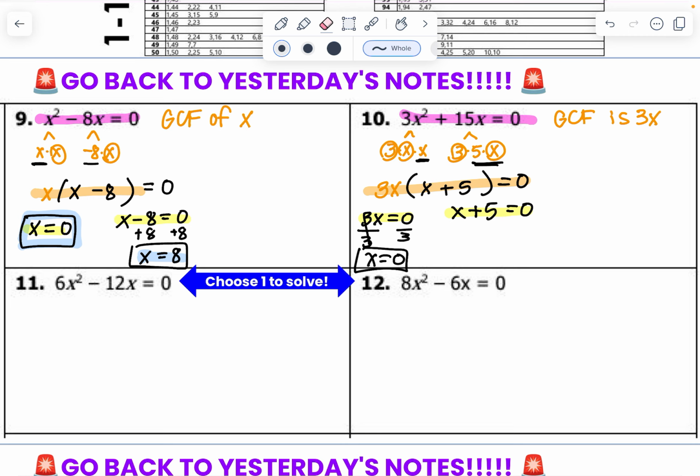X plus 5 equals 0. I'm just gonna take away 5 on both sides, you know? Here we are. X equals negative 5. What? Donezo. Step 1, set your equation equal to 0. That was done for us. Thank you so much. Step 2, factor it. Step 3, set each factor equal to 0. Step 4, solve. You get to pick either number 11 or number 12.